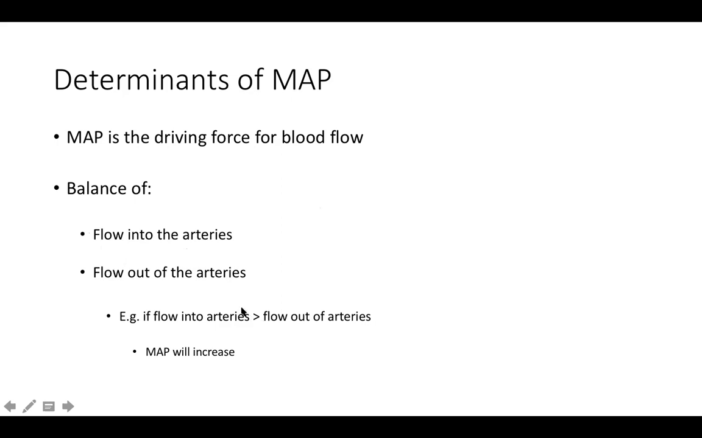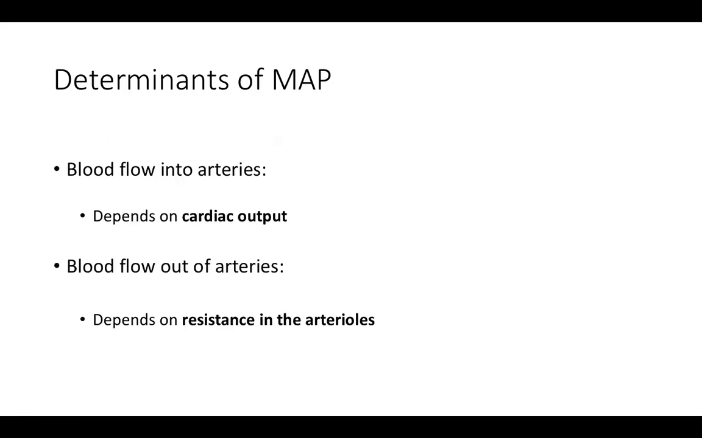If you have more blood flowing into the arteries than is flowing out, the overall mean arterial pressure is going to increase. If this was reversed and you had more blood flowing out than is flowing in, your mean arterial pressure is going to decrease. And the blood flowing into the arteries depends on the cardiac output, how much blood is being pumped out of the heart per unit time.